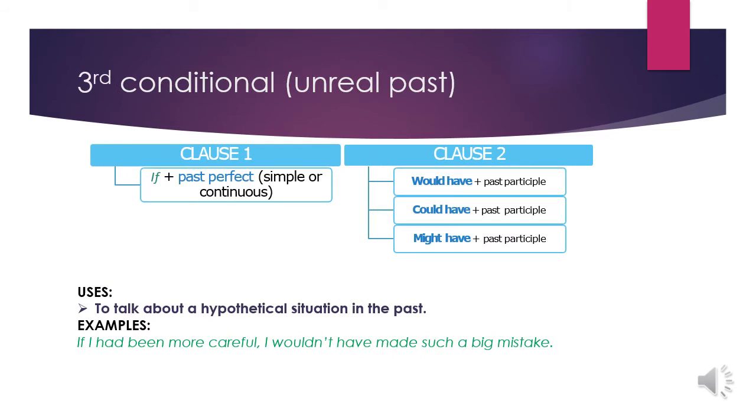The third conditional, unreal past. We use the past perfect in the if clause and would, could, might, plus have, plus past participle in the main clause. We use the third conditional to talk about a hypothetical situation in the past. For example, if I had been more careful, I wouldn't have made such a big mistake.